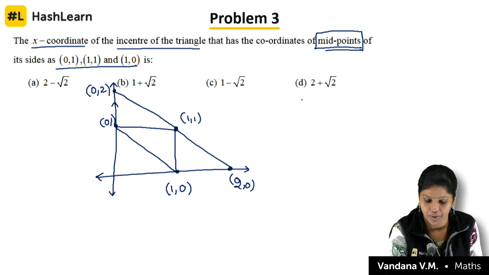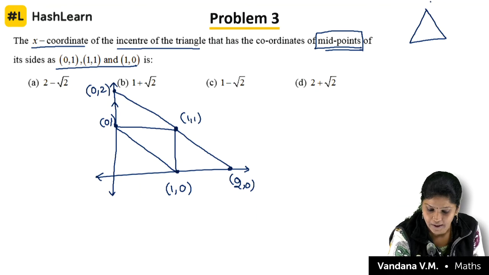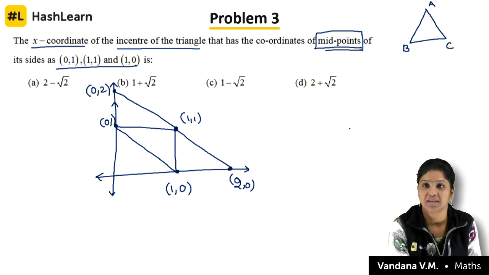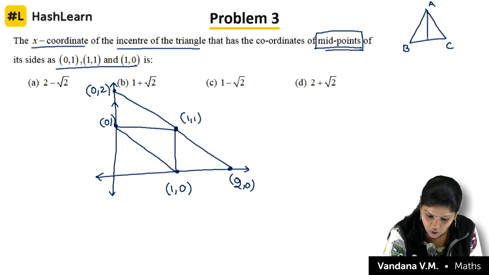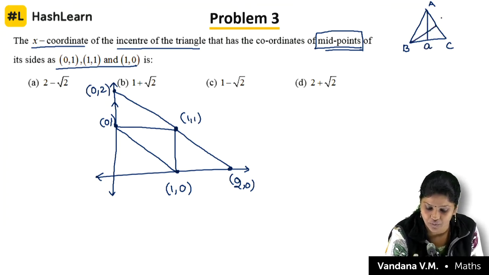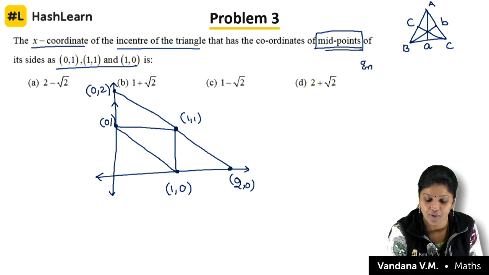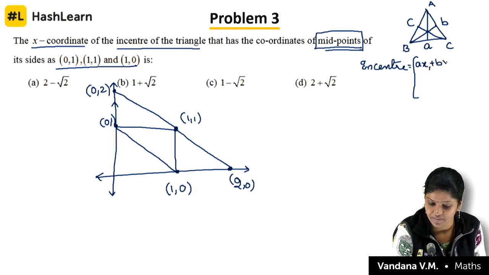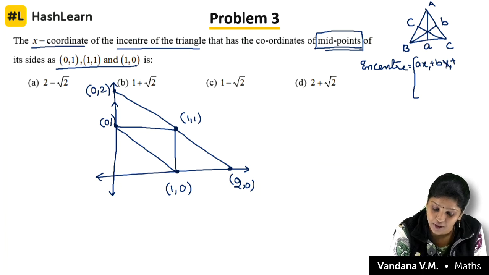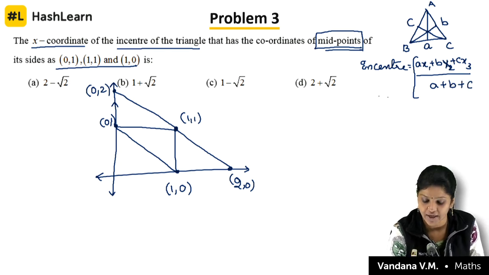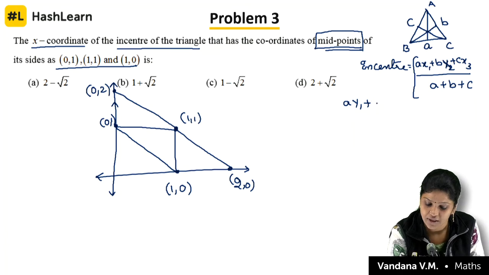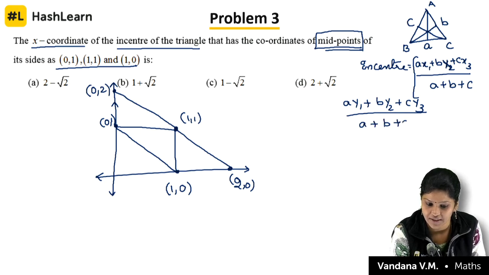What is the incenter formula? I told you, if you have A, B, C vertices, the side opposite vertex A is small a, opposite vertex B is small b, and opposite vertex C is small c. At that time, the incenter formula for the x coordinate is (a x1 plus b x2 plus c x3) by (a plus b plus c). The y coordinate is (a y1 plus b y2 plus c y3) by (a plus b plus c).